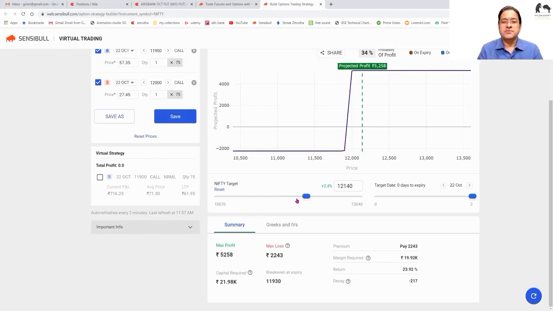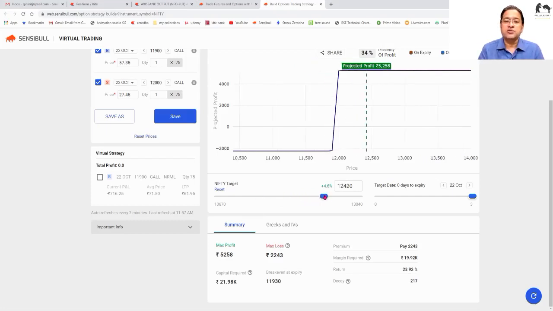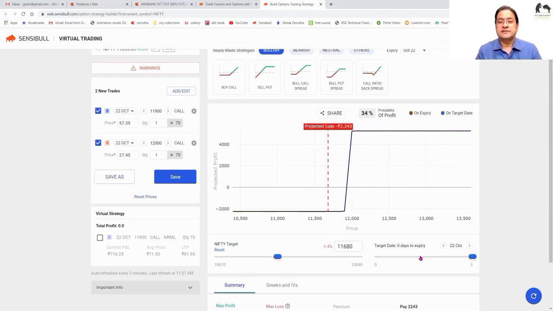As you can see, based on the movement, even if the market closes about 5% down, your loss is only limited to 2,243. But even if it closes anywhere high, you make a profit of about 5258. Interestingly, this also shows the profitability percentage is about 34%. So this is how it looks. Basically, this strategy is all about bull spread.